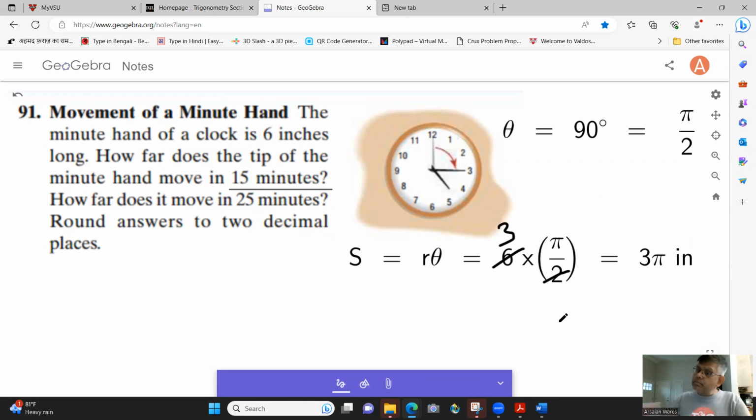So again, here's a word problem. Now you might say, well, nobody cares about how the tip of a clock moves. Well, the same math is used for planets. You don't want clocks, fine. This is the same technique that's used to find out how far the Earth would move around the sun. So trig is hard, but at the same time, it's very applicable.